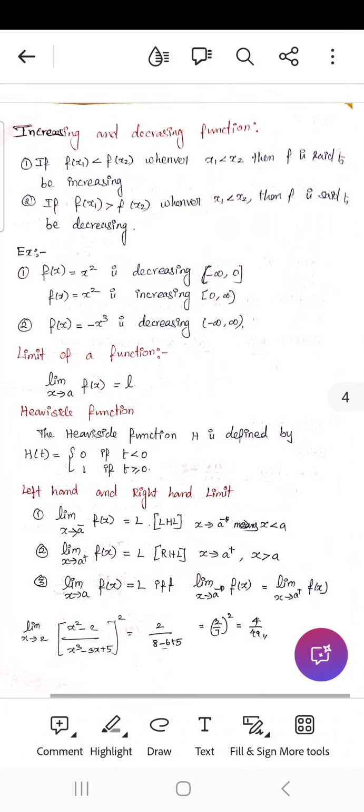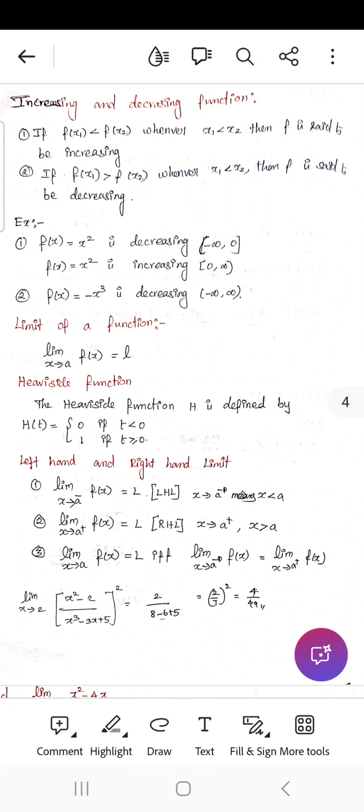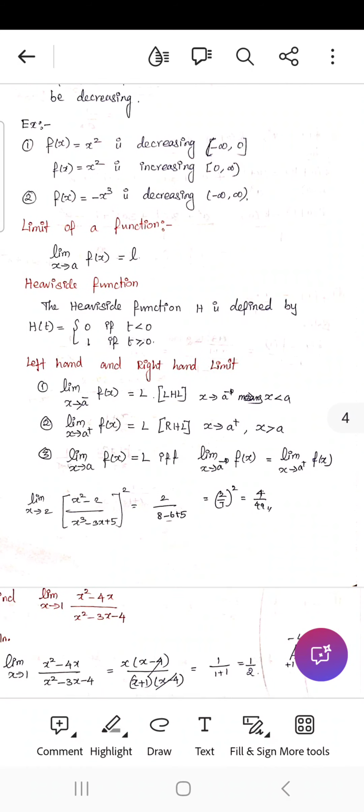First one is f of x equals x square in the half open interval minus infinity comma 0, which is a decreasing function. F of x equals x square in the half open interval 0 comma infinity is an increasing function. Next one, limit of a function. Limit x tends to a of f of x equals L. Heaviside function: the Heaviside function h is defined by h of t equals 0 if t is less than 0, and 1 if t is greater than or equal to 0.